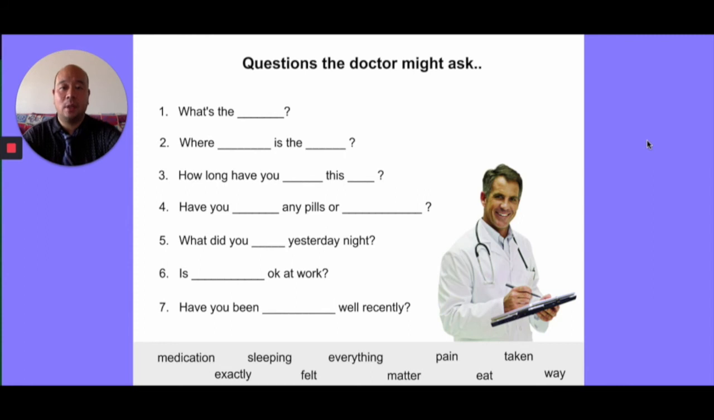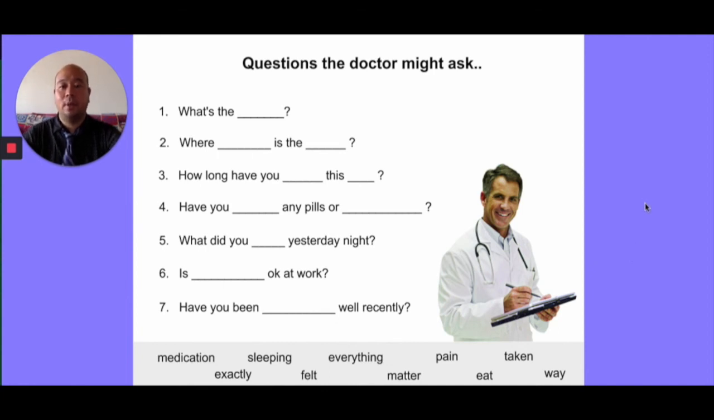Now, here are 7 examples of some questions that they might ask you. Some of these words are missing. The missing words are at the bottom of the screen. Let's read these words out. First of all, from left to right, medication, exactly, sleeping, felt, everything, matter, pain, eat, taken, way. Okay. If you want to try first, pause the video now and have a go. Okay, let's have a look at this together.